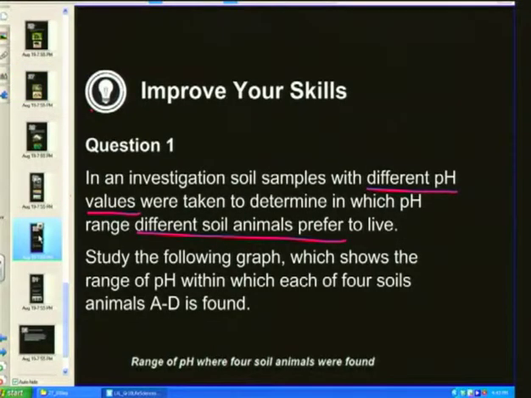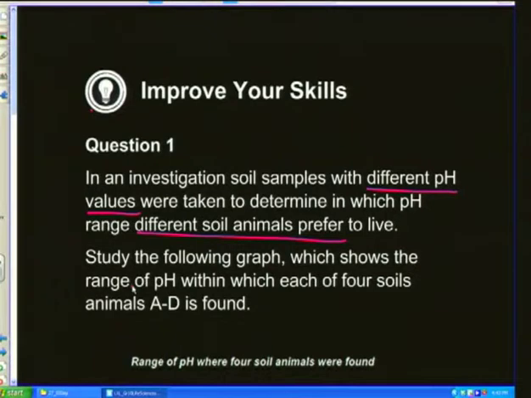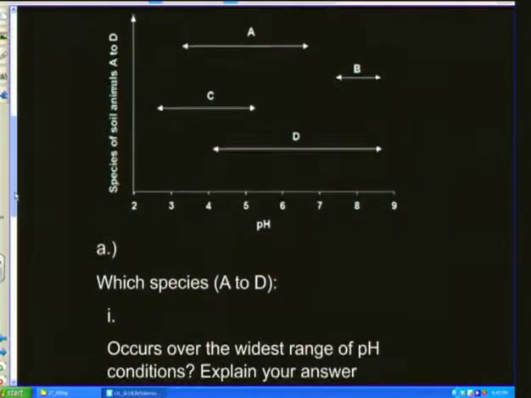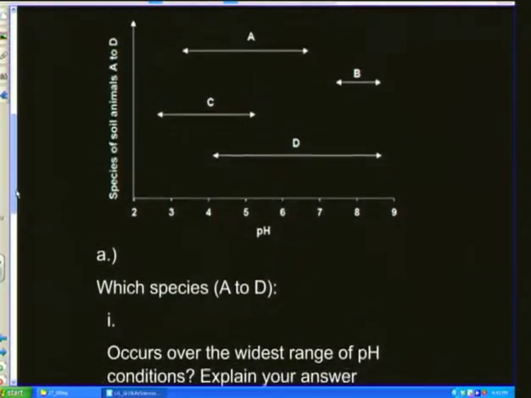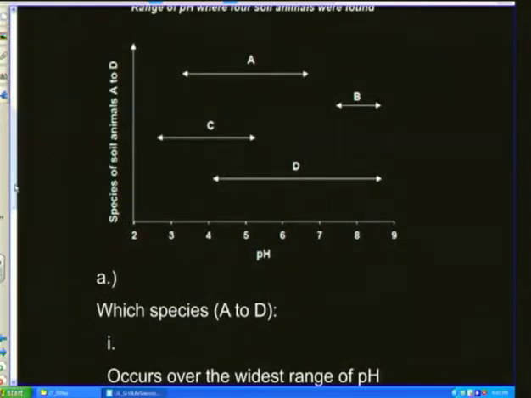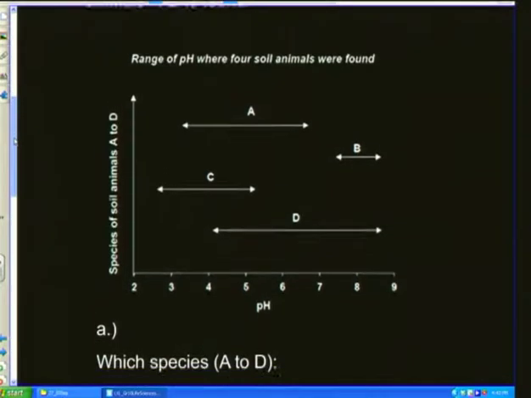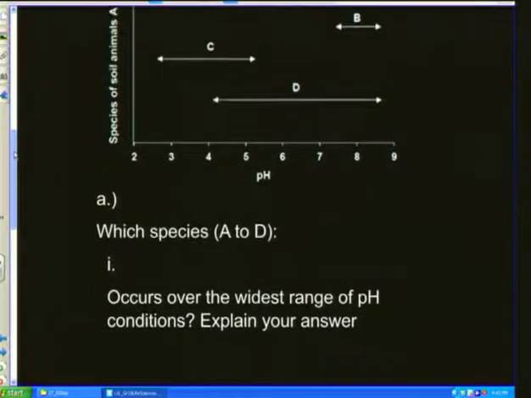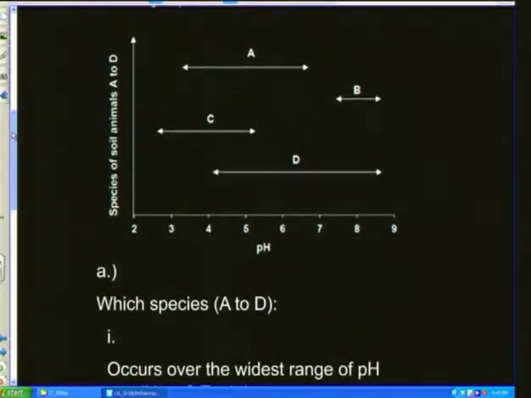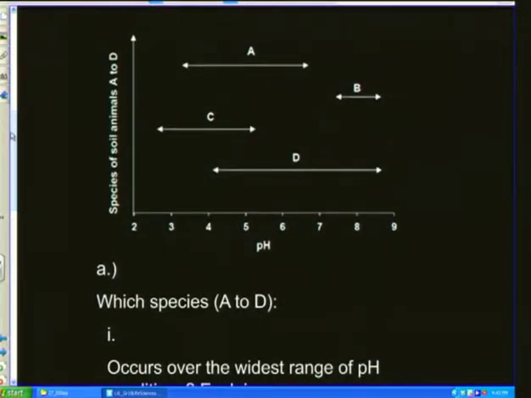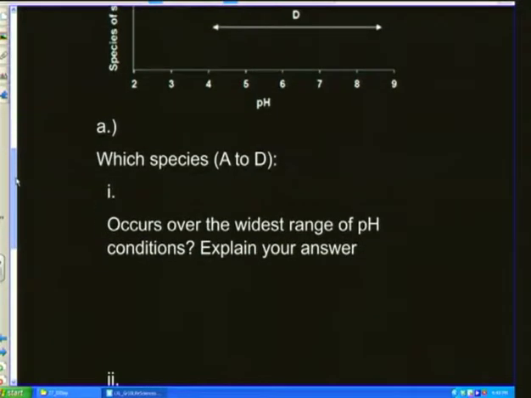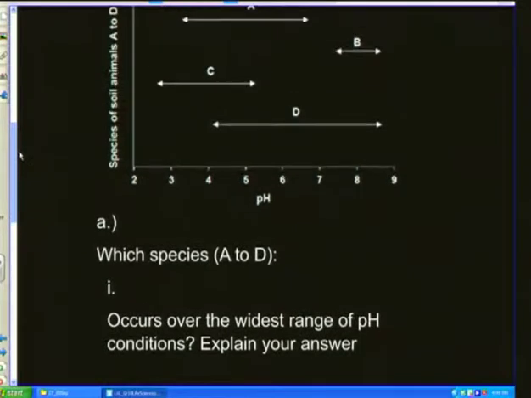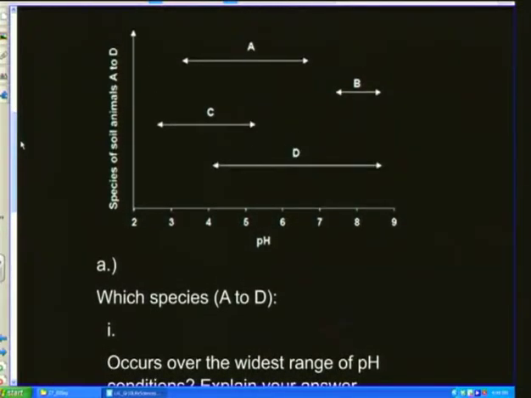All right, so let's talk about this question. The different types of soil, and we said that pH is important. So now the question was about animals that live in different pHs of the soil. Looking at our graph, which species, A, B, C, or D, occurs over the widest range of pH conditions, and you have to explain your answer.